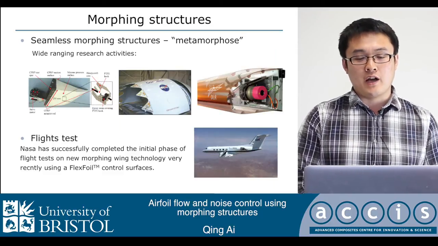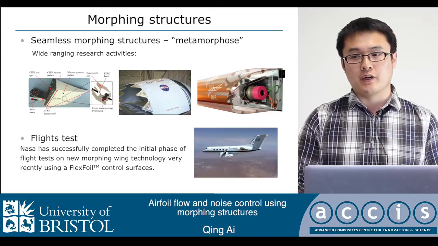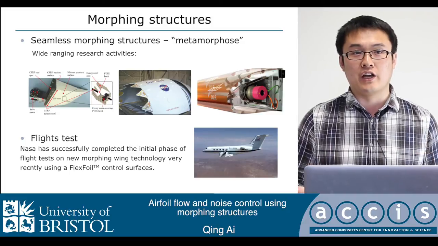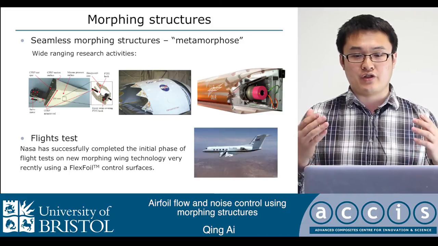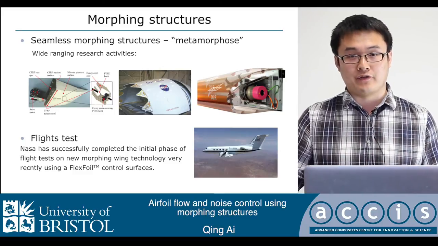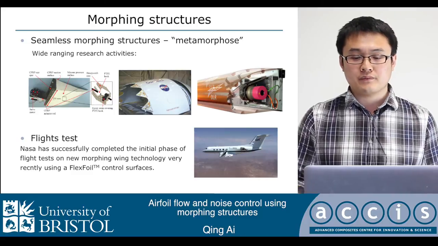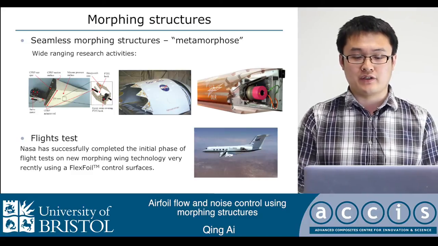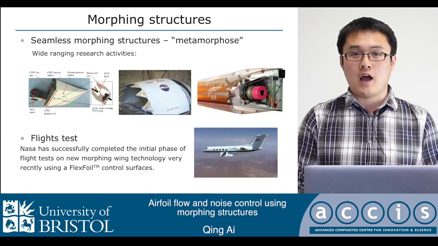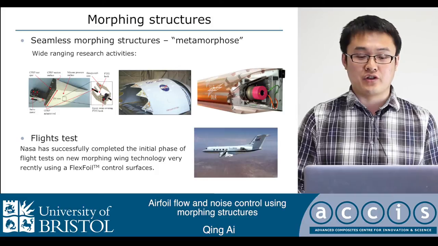Morphing is basically short for metamorphosis. It's used in the aeronautic field to represent a set of technologies that change the shape of the aircraft, let's say the wing planform, the camber of the airfoil, or the sweep angle of the aircraft, such things. In doing so, we can change the aircraft performance according to the flight conditions.